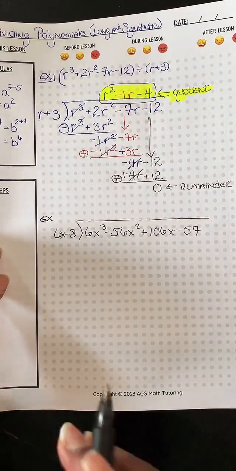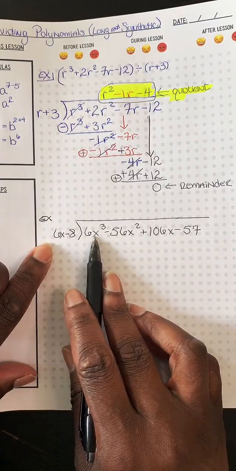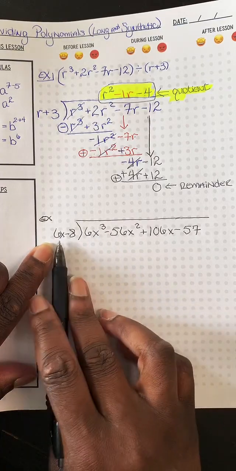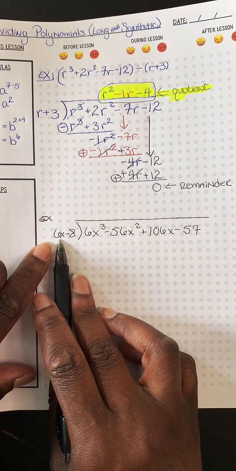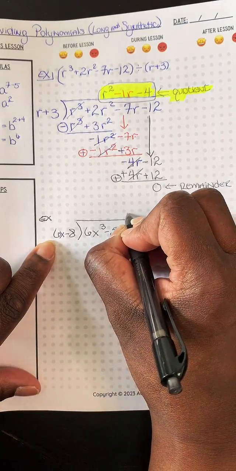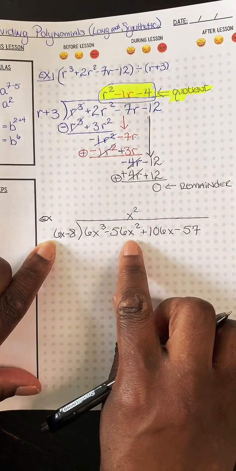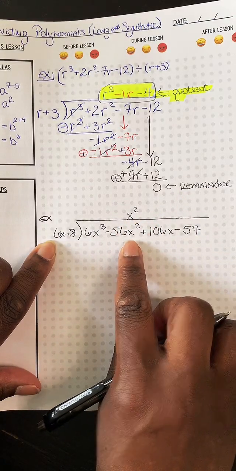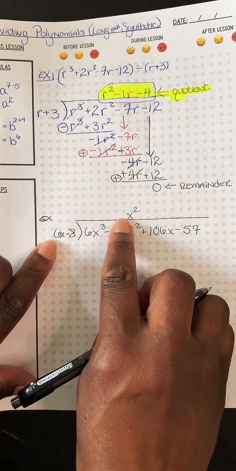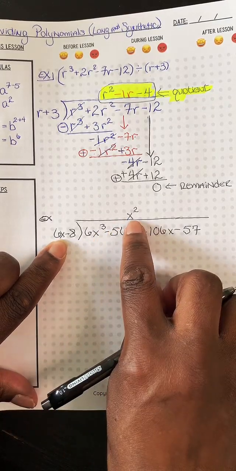So now I'm going back. I'm starting with my first term. So 6x cubed divided by 6x will give me 1x squared, or just x squared. And notice where I line that up. Okay, 6 divided by 6 gives me 1. X to the third divided by x gives me x squared.